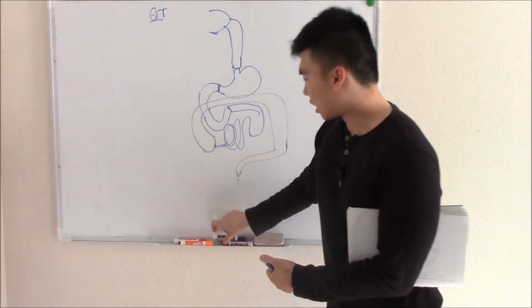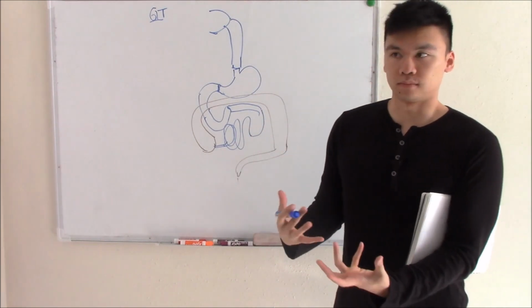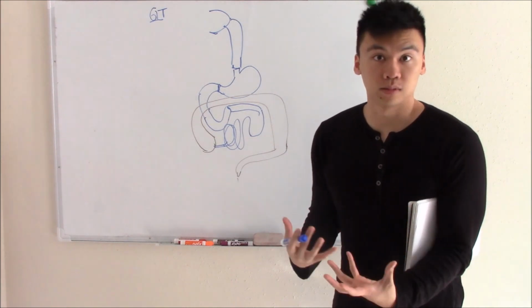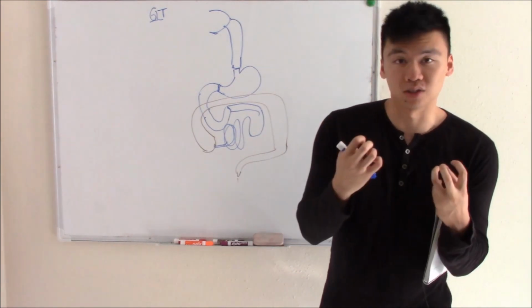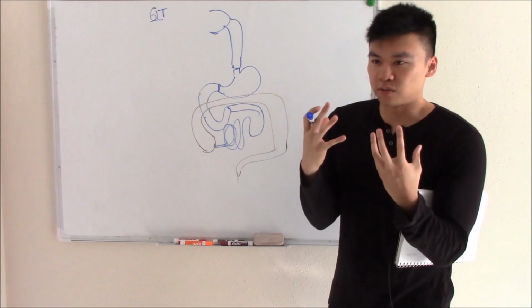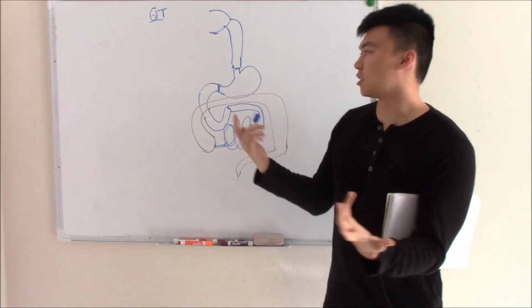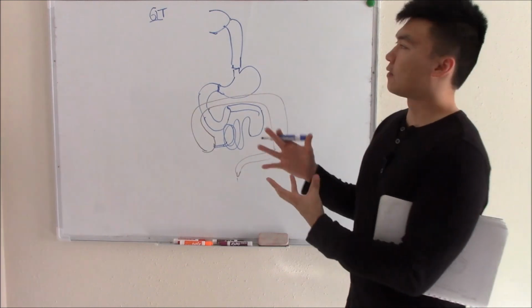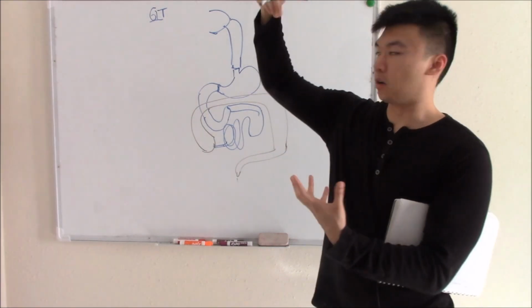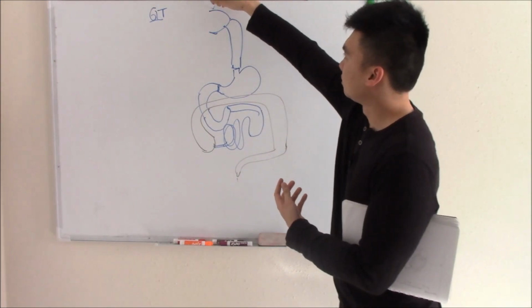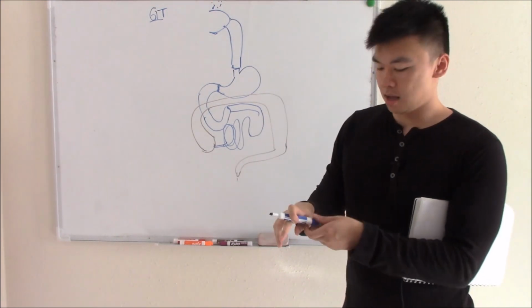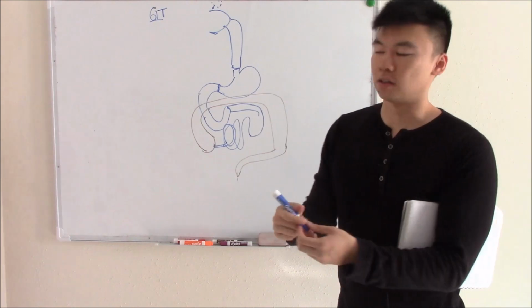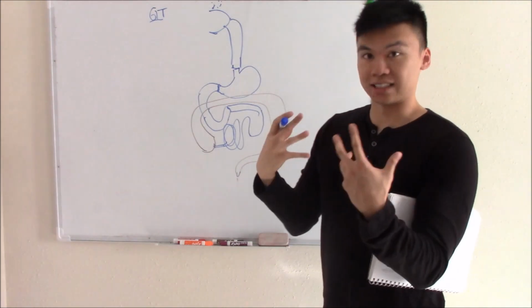Now the wonderful thing about your GIT is you don't really have to control it. It kind of moves on its own, digests things on its own, and absorbs things on its own. You don't have to consciously control it. You don't have to say, oh, now I have to move food from my stomach to my small intestine. No, it does it on its own. How does it do that? Well, during development, neural cells will come down from your brain and migrate down to your GIT and make its own nervous system. We call it the enteric nervous system. And so it kind of has a mind of its own.